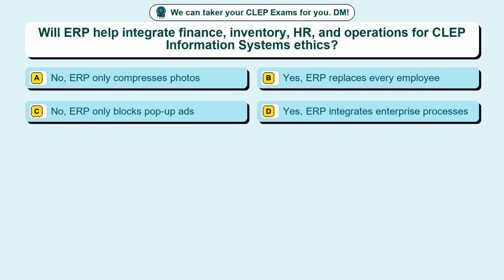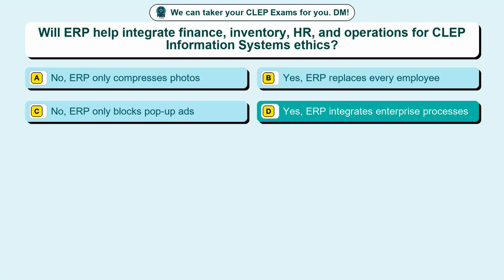Question 14. Will ERP help integrate finance, inventory, HR, and operations for CLEP Information Systems ethics? Option A. No, ERP only compresses photos. Option B. Yes, ERP replaces every employee. Option C. No, ERP only blocks pop-up ads. Option D. Yes, ERP integrates enterprise processes.